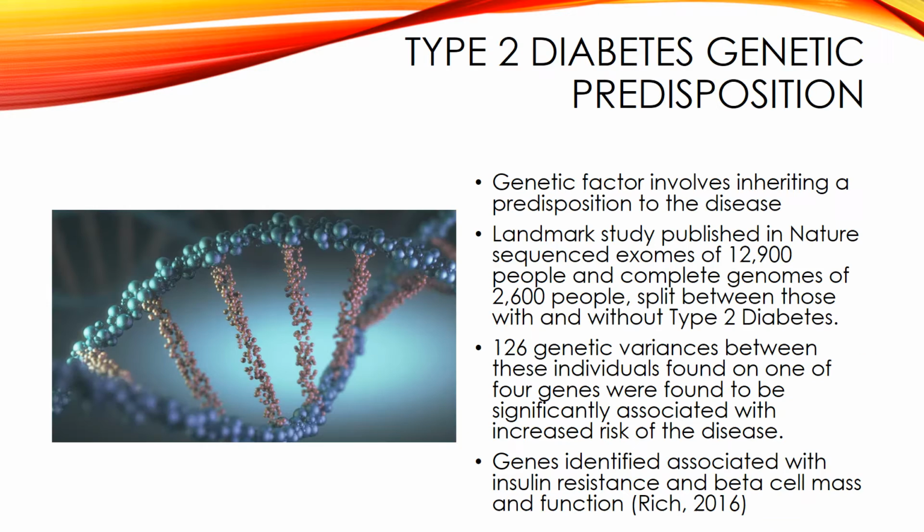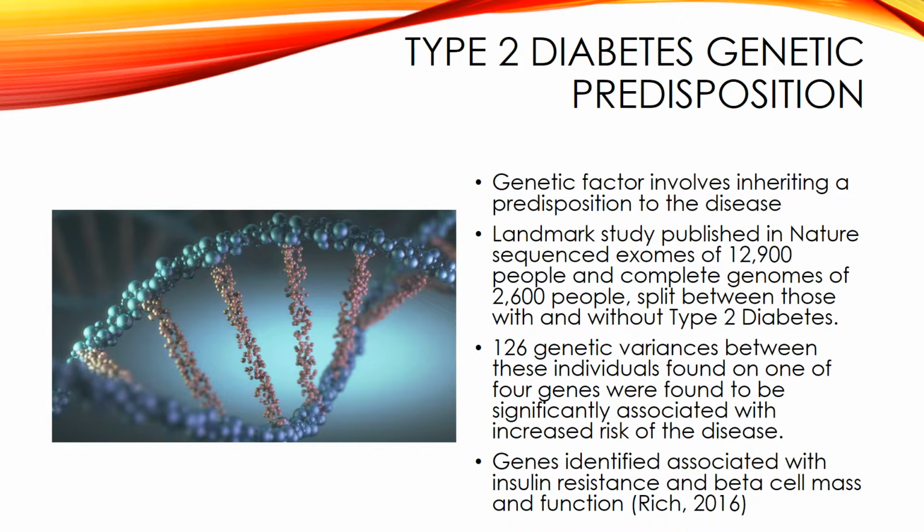Okay, let's get into the genetics of type 2 diabetes. The genetic component of type 2 diabetes involves inheriting a predisposition to the disease. In a landmark study published in a 2016 issue of Nature, researchers sequenced the exomes of 12,900 people and the complete genomes of 2,600 people, with the participants being split half and half between those with and without type 2 diabetes.